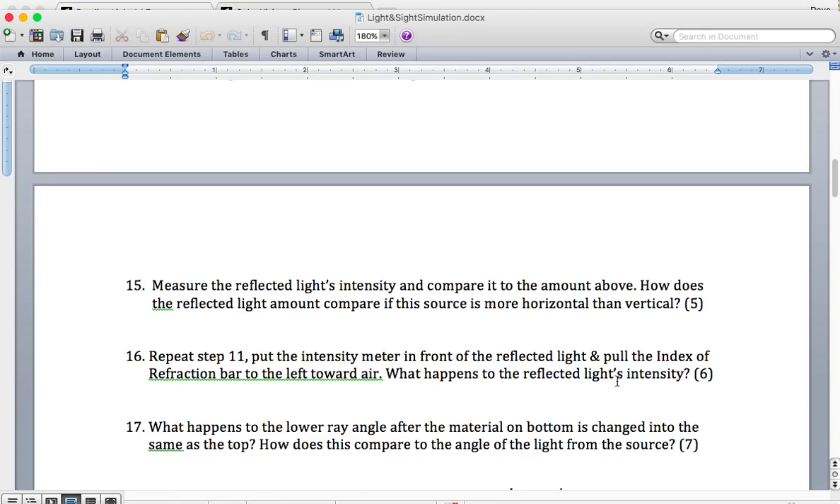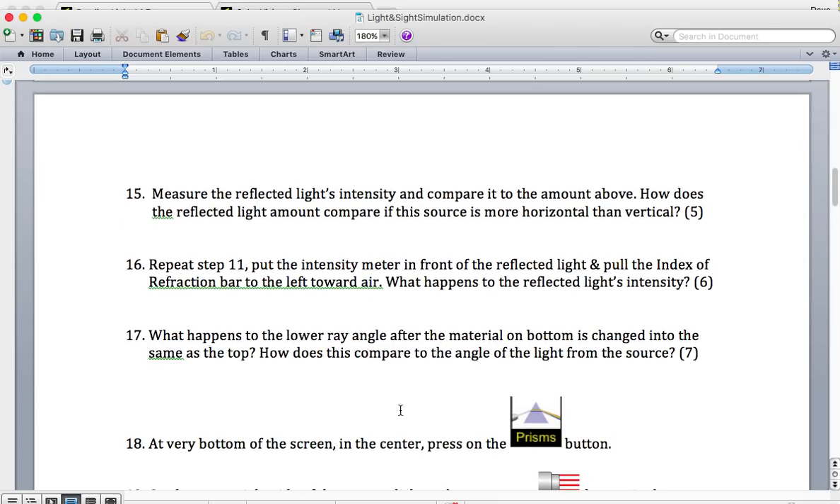So what happens to the reflected light's intensity? It goes down. As the index of refraction of a material decreases, the amount of reflected light's intensity is also decreased. This is a direct proportionality. So what happens to the lower ray angle after the material on the bottom is changed into that on top? How does this compare to the angle of the light from the source?